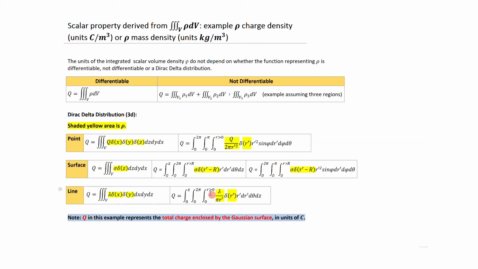And again, because r basically can only take on values greater than or equal to 0, all you need to do is have r slightly larger than 0, in which case you can capture the filament as a whole. So just again, a note, Q in this example represents the total charge enclosed by a Gaussian surface in units of coulombs. A Gaussian surface in this case would be the volume that we're dealing with. That volume will have bounding surfaces, and so through the divergence theorem we can link the enclosed surface to the total charge enclosed.